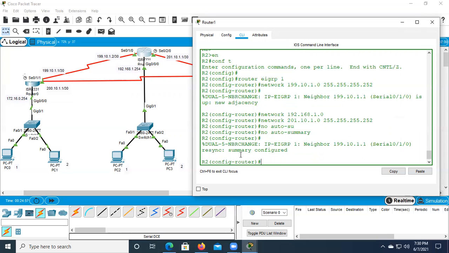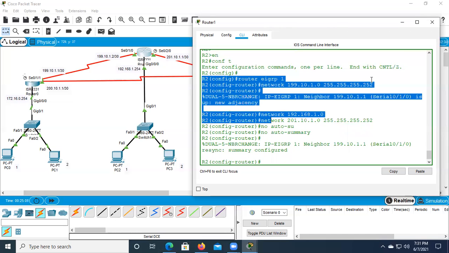What will happen if we don't give the no auto summary? I'll explain it in a little while, one minute, because it's not easy to get, Venkatesh. Just a few seconds.